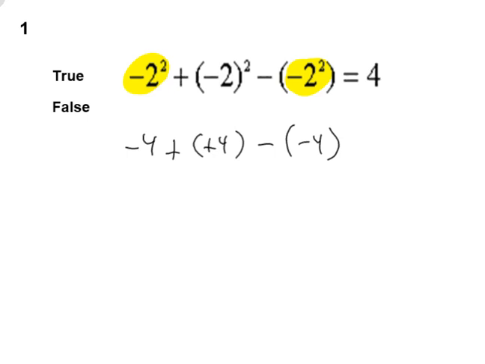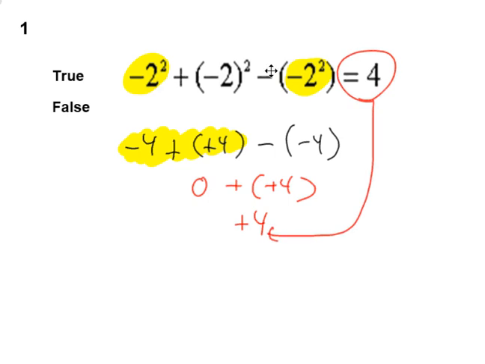So if we simplify, and I'll take my highlighter here, if we simplify the first part of this expression, a -4 plus a +4, that is 0. And a 0 take away a -4 is the same thing as adding a +4, which means your answer is 4. Which means this is a true statement.